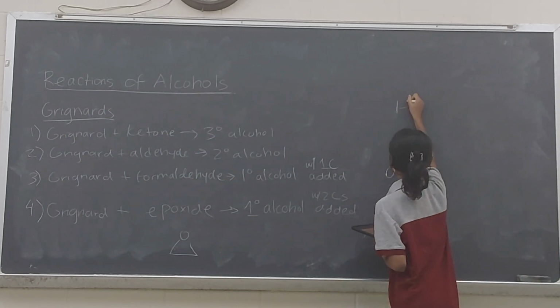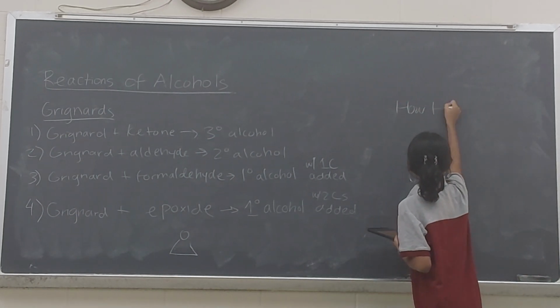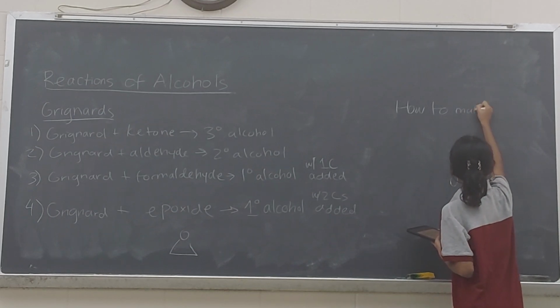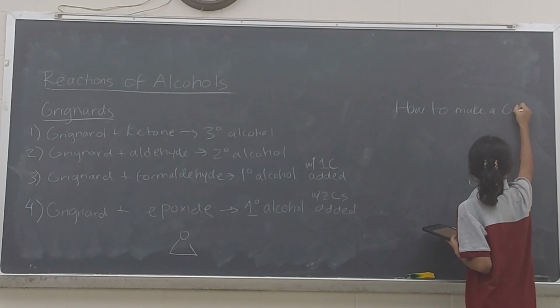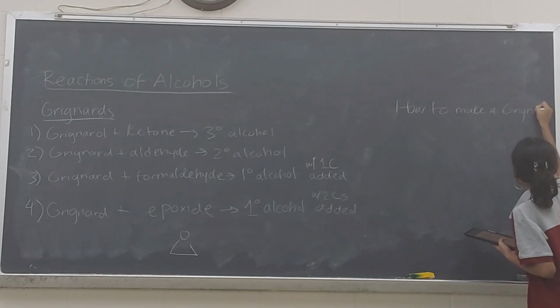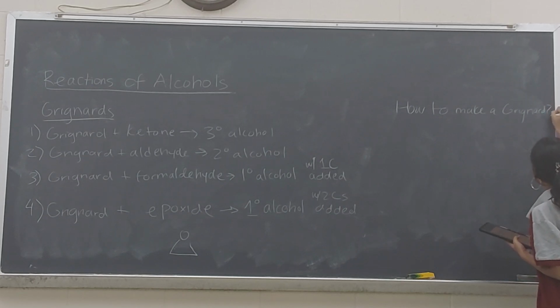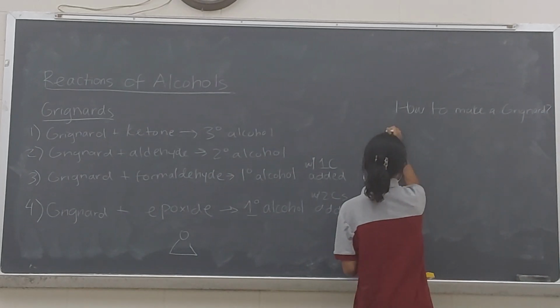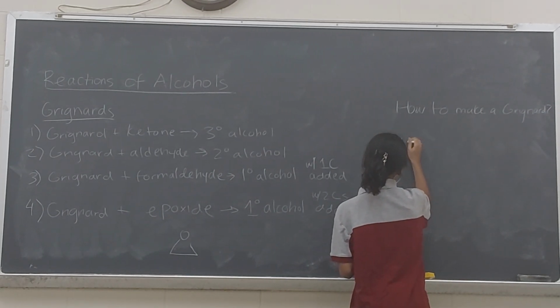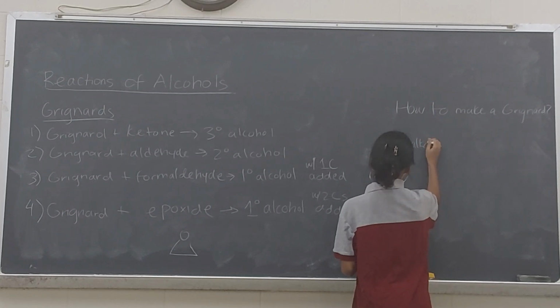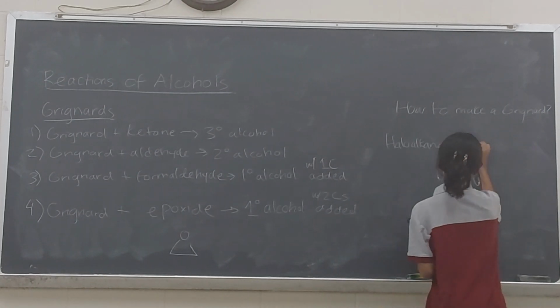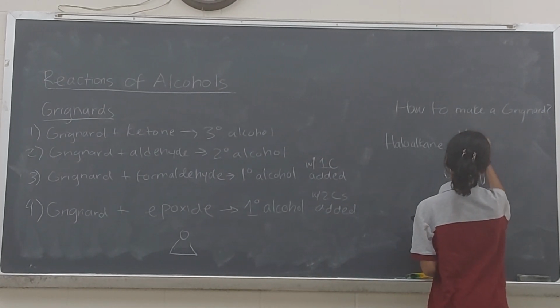And then how to make a Grignard? You'll start with the haloalkane and then add magnesium and ether.